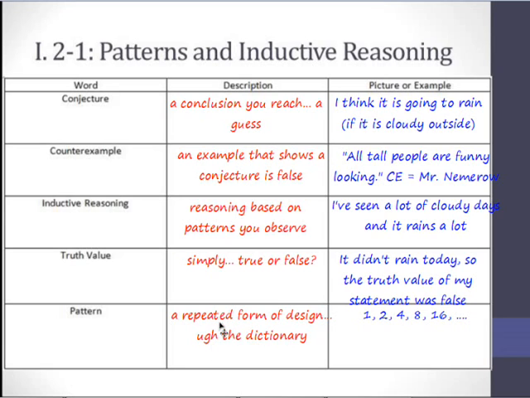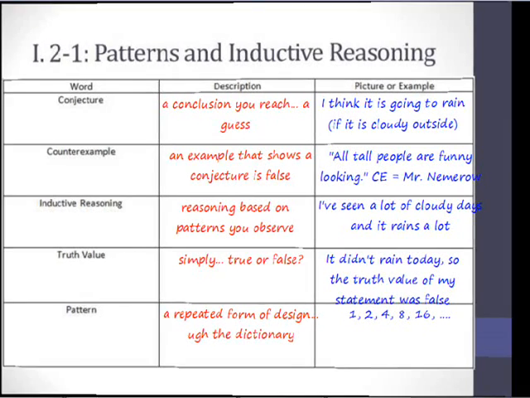Pattern is a tough word to define, because we all know what it means, but it's tough to define. The dictionary defined it as a repeated form of design. I hate the dictionary definition, but we all know what a pattern is. It's just an odd definition. And I just put 1, 2, 4, 8, 16. Obviously the pattern here is that it's doubling every time, right?